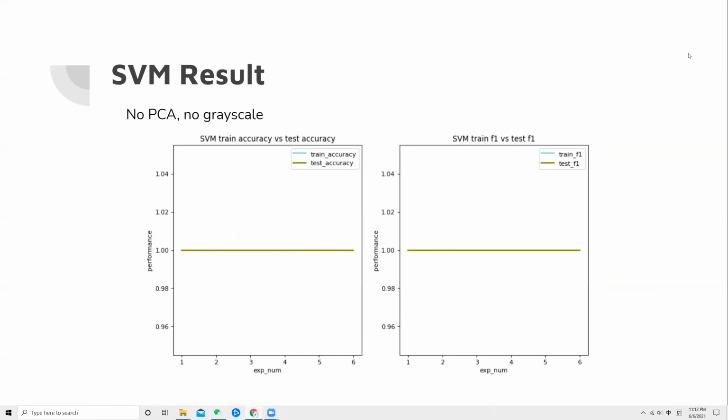First, I applied SVM to the most original data, with no PCA and no grayscale. It turns out that SVM performed quite excellently, achieving 100% accuracy for all experiments.